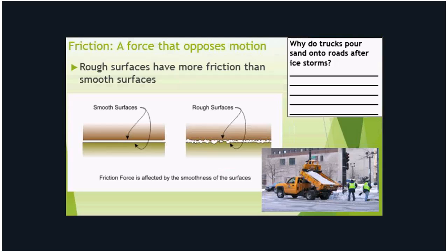With a rough surface, it has many, many grooves that it can catch on. It's difficult to push something on a rough surface. Think about pushing a cart on carpet versus on a wood floor. It's harder to push it on carpet because it has more friction from the rough surface of the carpet.